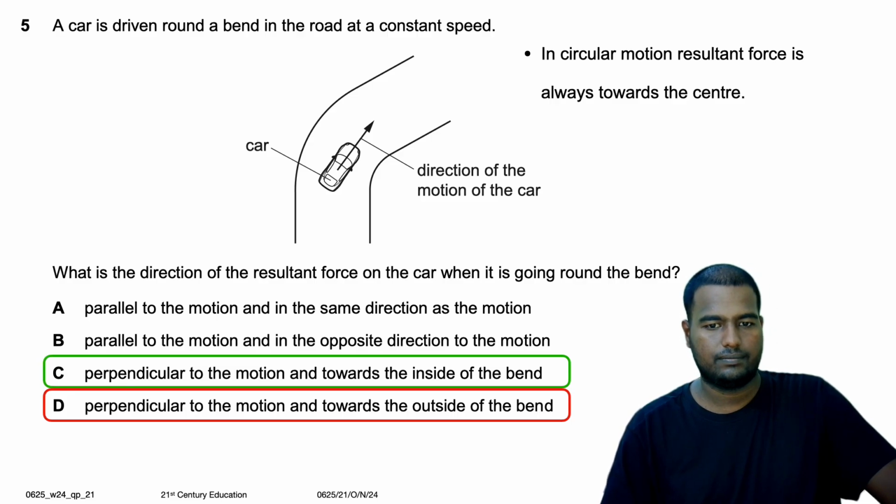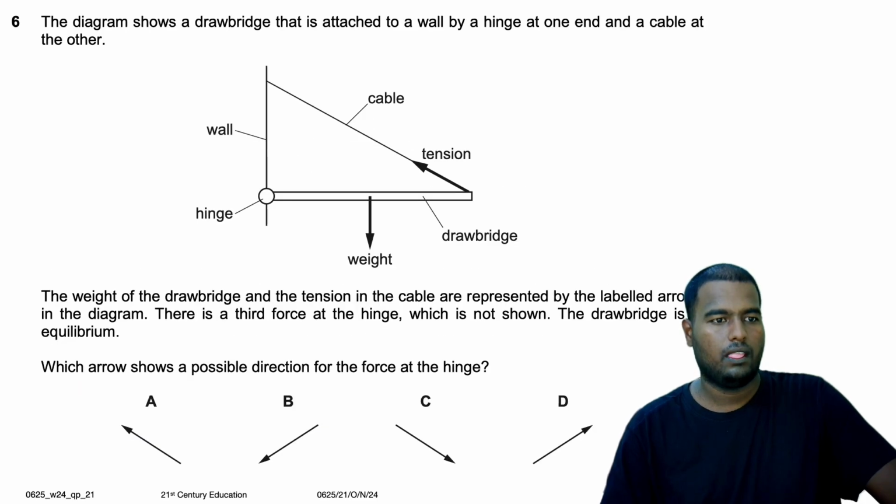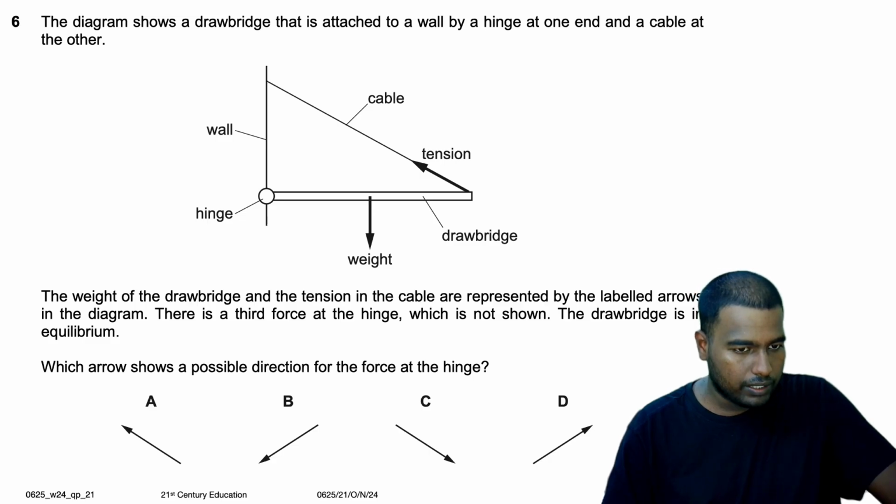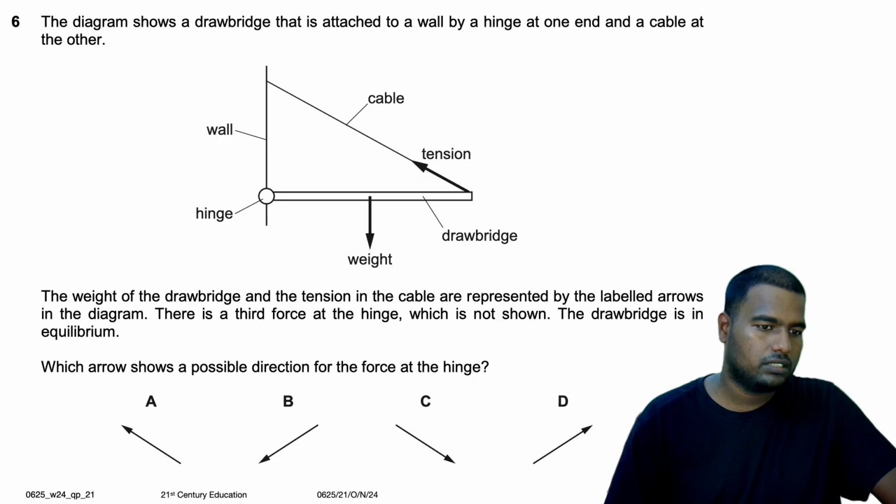That's the right answer. The diagram shows a drawbridge that is attached to a wall by a hinge at one end and a cable at the other. The weight of the drawbridge and the tension in the cable are represented by the labeled arrows in the diagram.